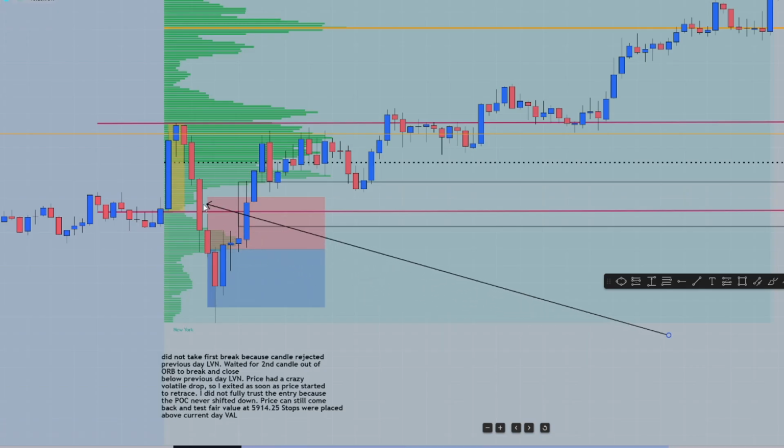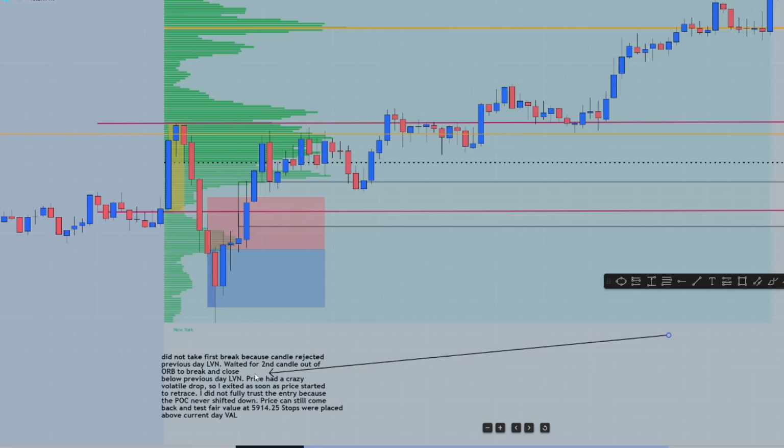So yeah, I did not take this candle here because of the rejection right here. And then this candle closed below where this LVN was and closed filling this wick and completely out of ORB. So I entered here, right? And it's even documented here. Waited for second candle out of ORB to break and close below previous day LVN.